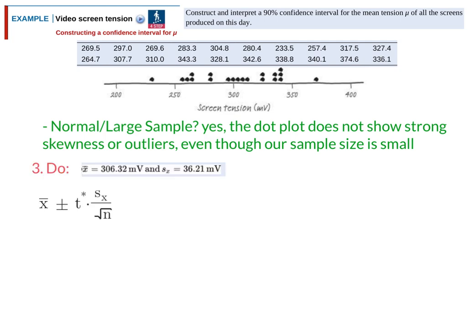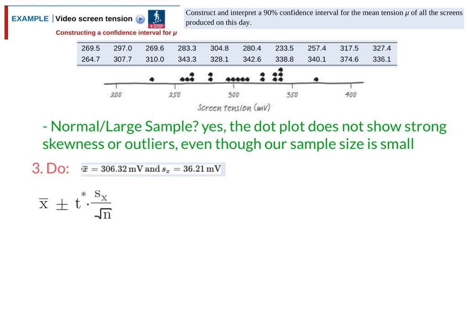Our third step is to do. That means we're going to calculate our confidence interval using this equation. We have x-bar here. If you wanted to, you could put this data into StatCrunch or your calculator to give you your sample mean and your sample standard deviation. I'm not going to go through all those steps to find that. So we have our x-bar, and we have our s sub x, the standard deviation of our sample. We have our sample size, that's 20.